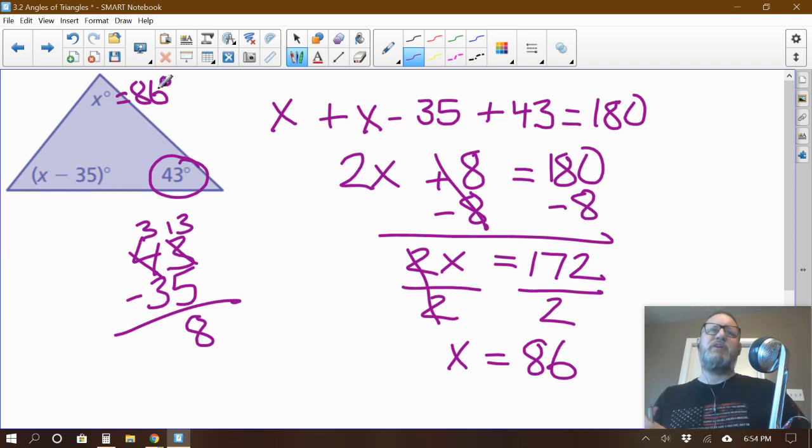Well, we know x is 86, so it would be 86 minus 35. All righty. So 6 minus 5 is 1. 8 minus 3 is 5. So I just got 51 degrees. So it looks like this angle is 51 degrees. But why don't we check that to make sure that works out?